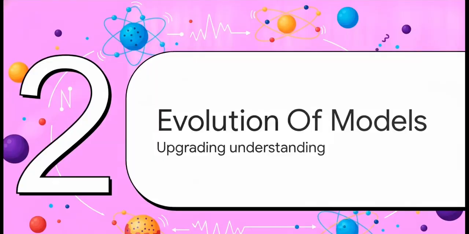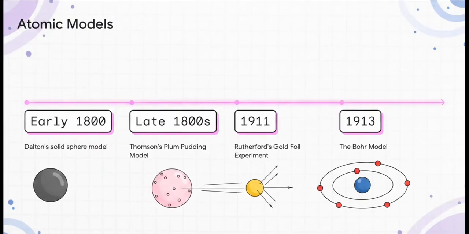That brings us right to Section 2, Evolution of Atomic Models. Upgrading our understanding. Okay, I want you to think of these models almost like software updates. Each new version patched a major bug in the previous one. In the early 1800s, we just had Dalton's solid, indivisible sphere. But once Thomson found the electron, he upgraded us to the plum pudding model, imagining negative electrons scattered around in a positive soup. But then came 1911.